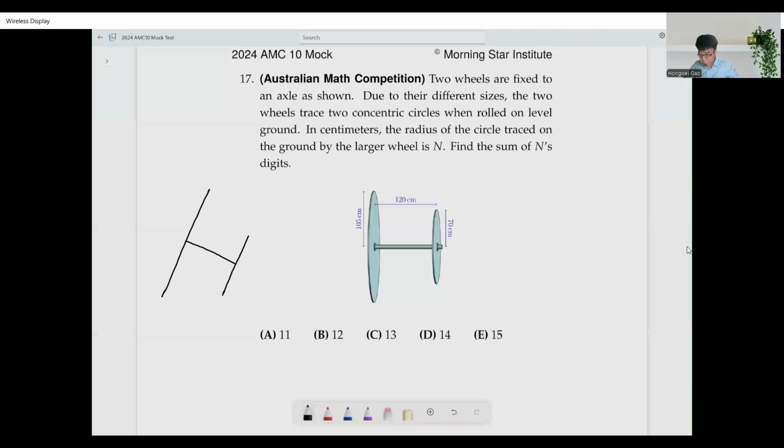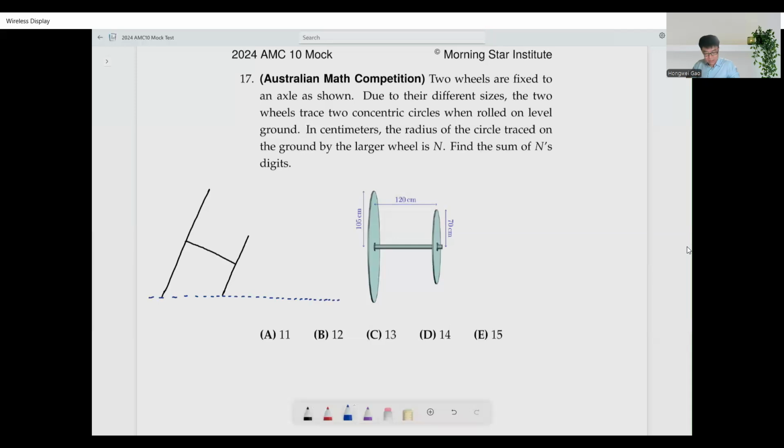Question 17. Two wheels are fixed to an axle as shown. They have different sizes. When this is put on the ground, it traces out 2 circles with the same center. What's the radius of the larger circle? So let's draw the ground horizontally and the wheels put on the ground.